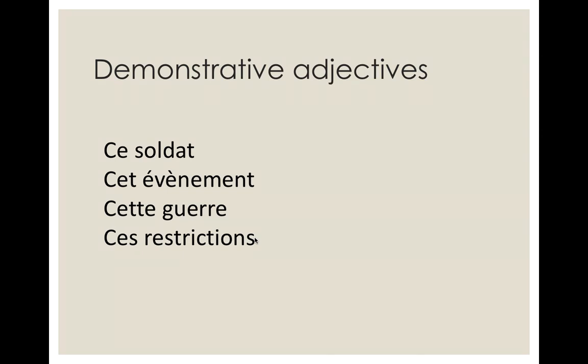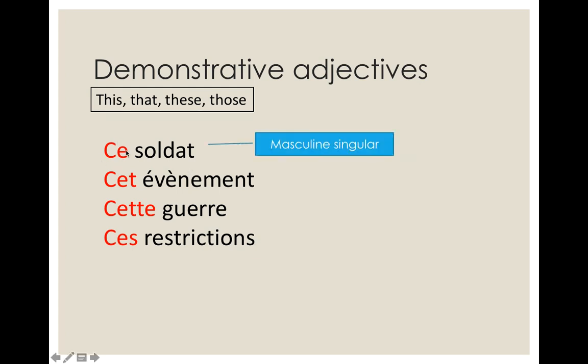Ce soldat, cet événement, cette guerre, ces restrictions. So these words here mean this, that, these, and those. Ce soldat is the masculine singular form of the adjective that we use in front of a masculine singular noun. So we use ce to say this soldier or that soldier. It's masculine singular, so we use ce.